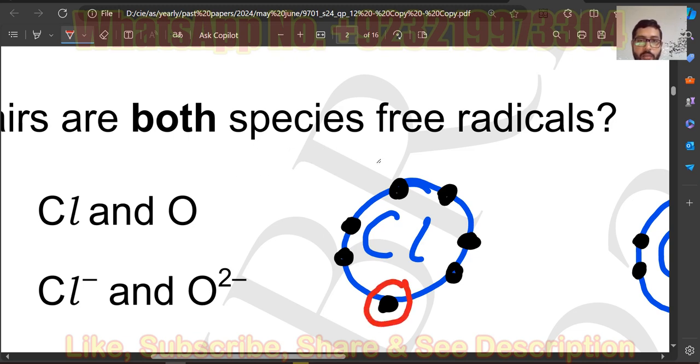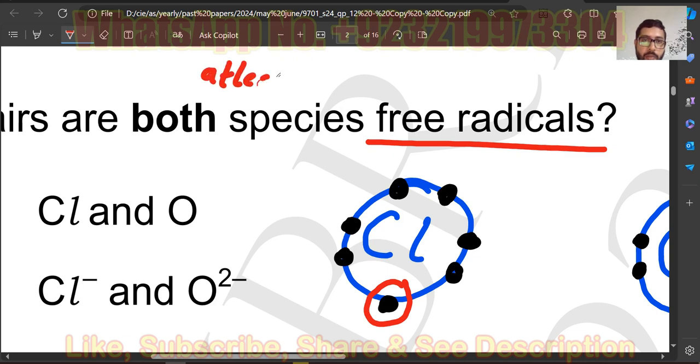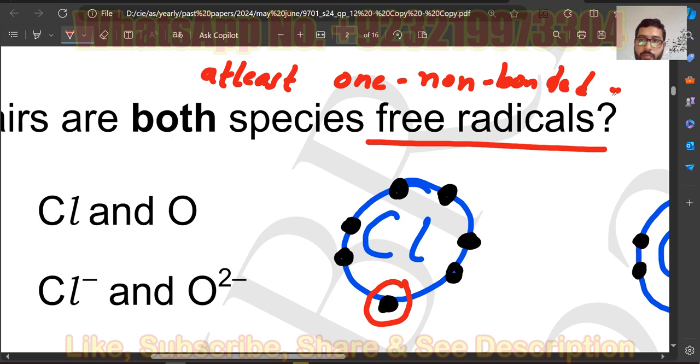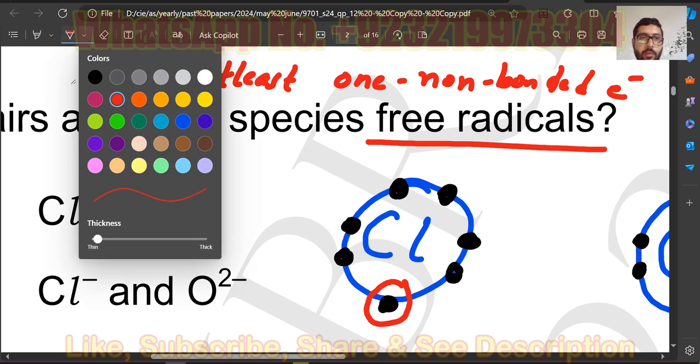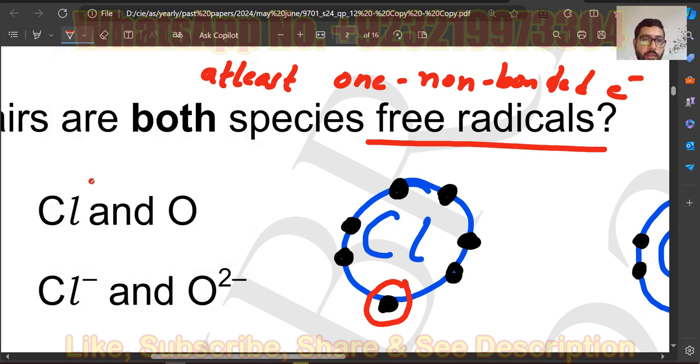And you know which species are considered to be free radicals? Free radicals are those species which have at least one non-bonded electron in the valence shell, and in this case the chlorine is considered as a free radical. Chlorine will be considered as a free radical, so I can say this is a free radical. I am putting a dot over here on top of it. It can be shown anywhere on the top side of the atom or the symbol.